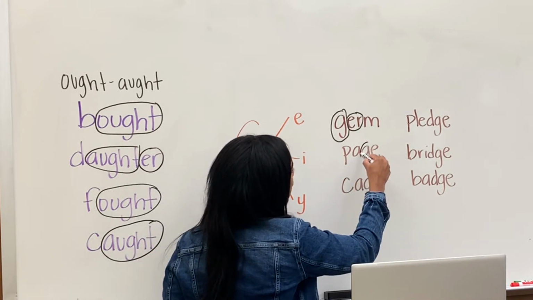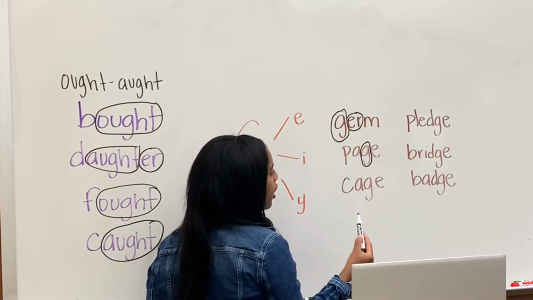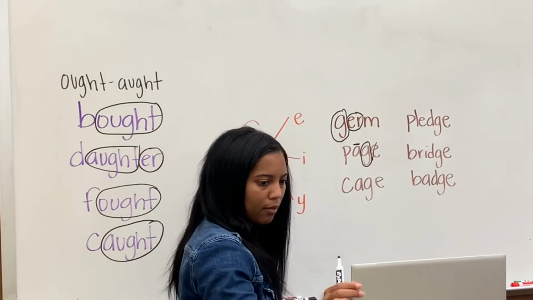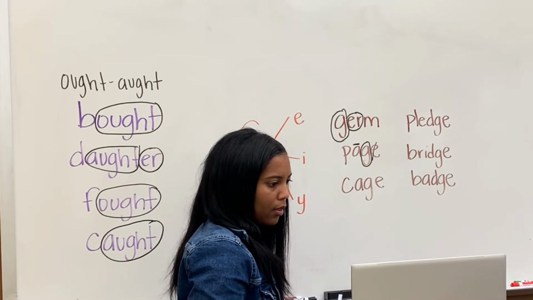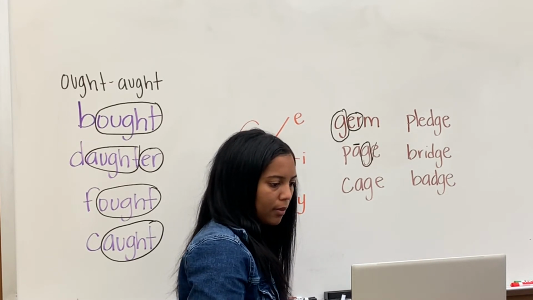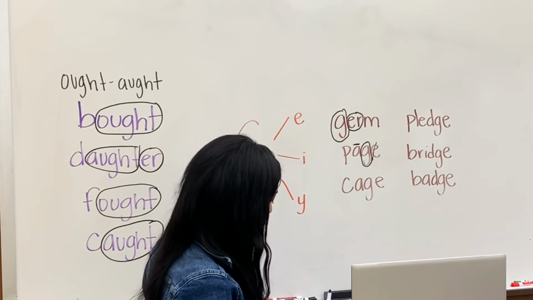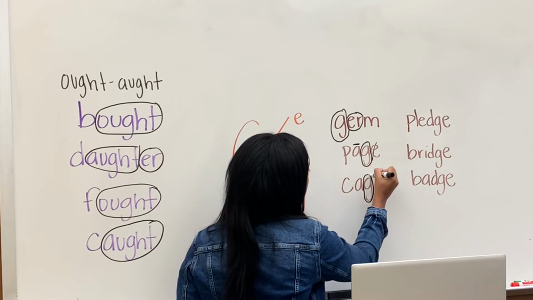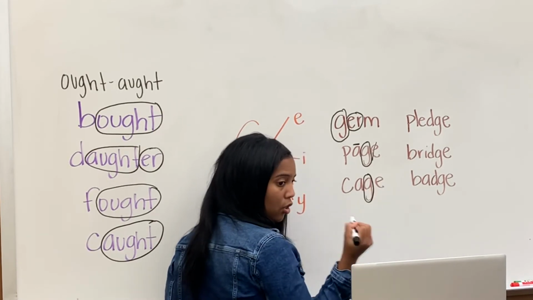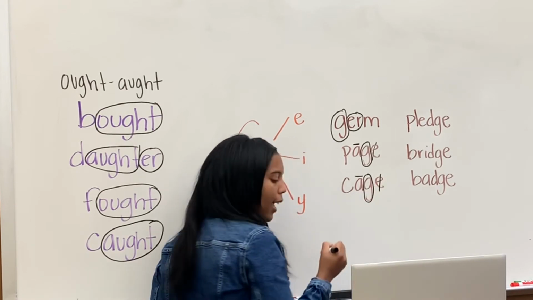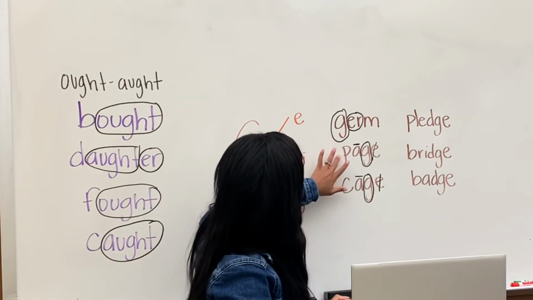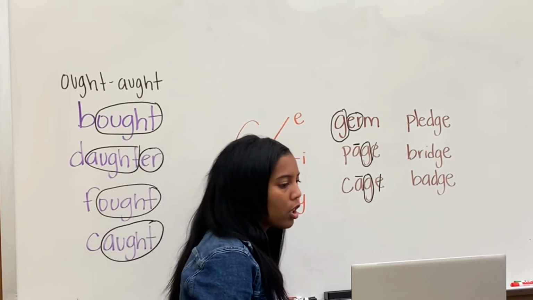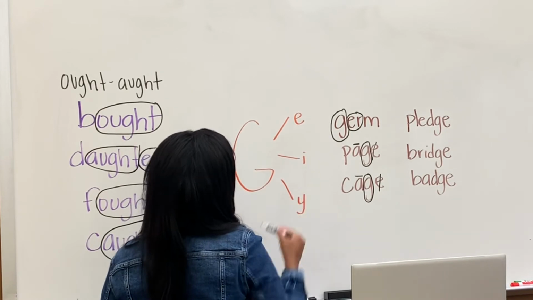Okay, let's look at it again. I have another G here, and it's going to say j because it's by an E. Who knows this word? You can say it if you know it. Page. Page, like turn the page. Next, we have another G that says j, and it's by another E, so it says j. Cage. Good. So germ, page, cage. All of these words have the G that says j because they are by an E, I, or Y, okay?